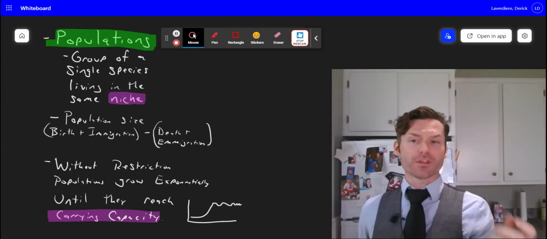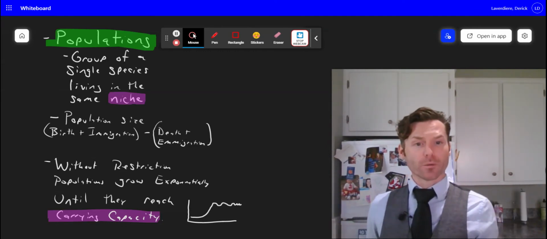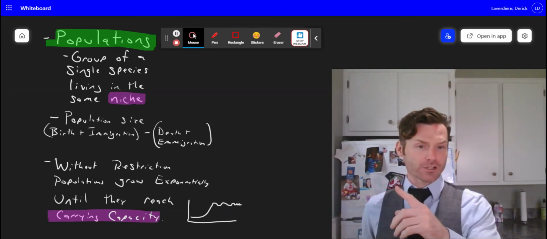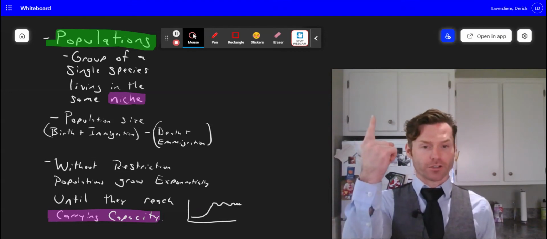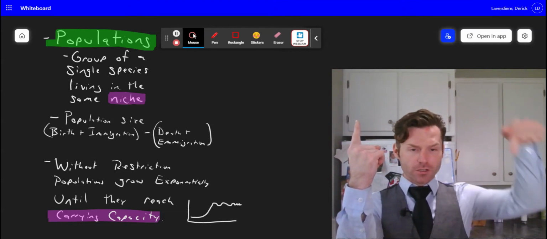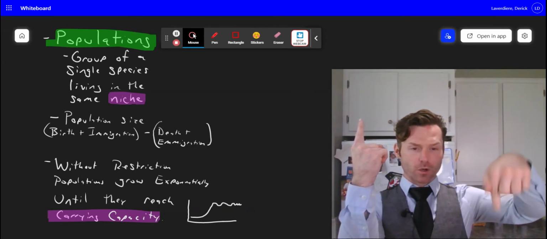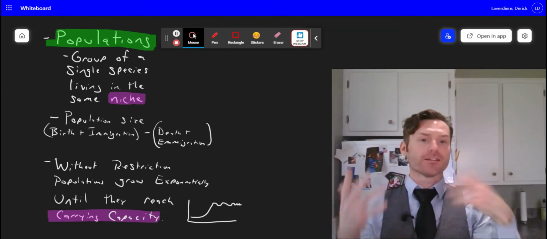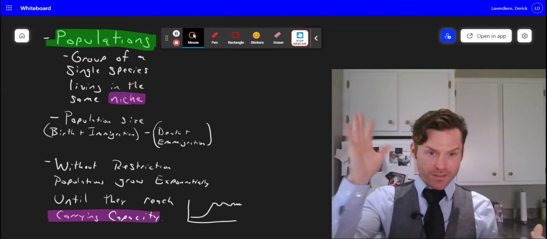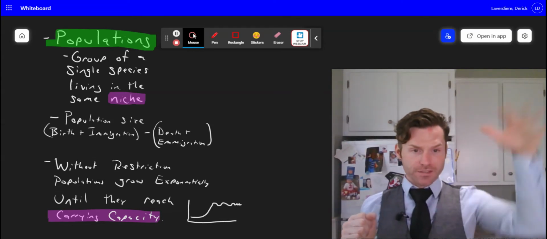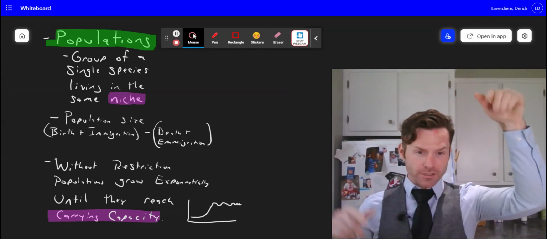So when we're assessing population size, we have a very simple, very logical formula. We have the births plus immigrations, two things that make our population go up, minus our deaths and emigrations, two things that make our population go down. Okay? So you take the two numbers, you find the difference, and that's your population change. If this side is higher than this side, my population is increasing. If this side is higher than this side, my population is decreasing.